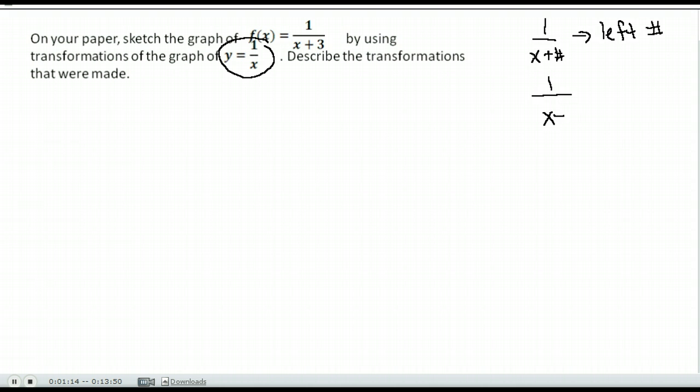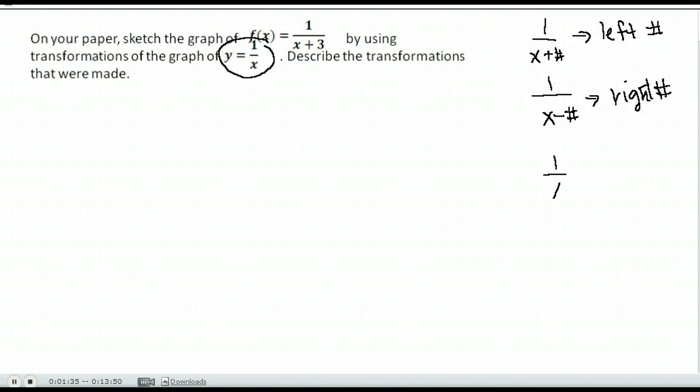If you have x minus a number, that again is affecting your x values if it's in the bottom of the fraction there. And so it goes opposite. We would think that subtraction would make it go to the left, but it actually makes it go to the right. Okay, so just remember those things in the bottom, they're opposite of what we would think.